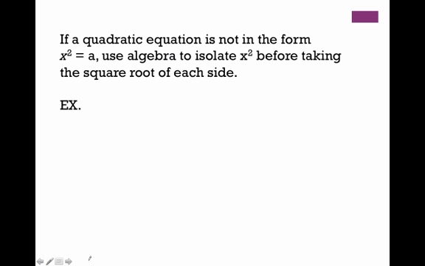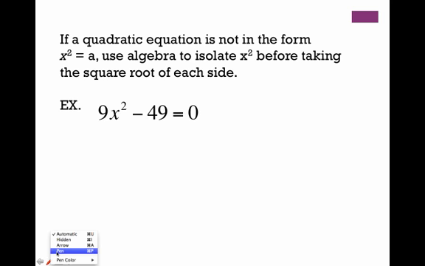So now, if I have a quadratic equation that's not in the form x squared equals a, I can still use my algebra to isolate the x squared before taking the square root of each side. Remember SID, we're going to simplify, isolate, and then divide. So let's take a look at that.